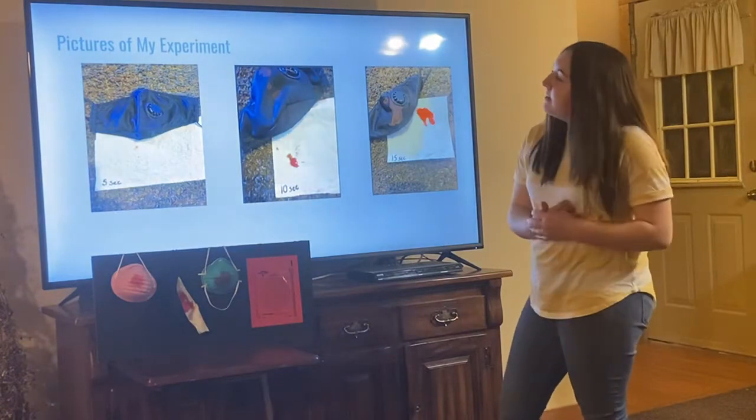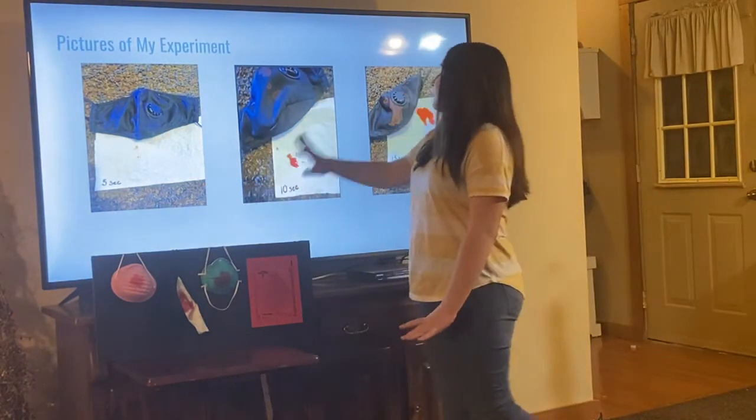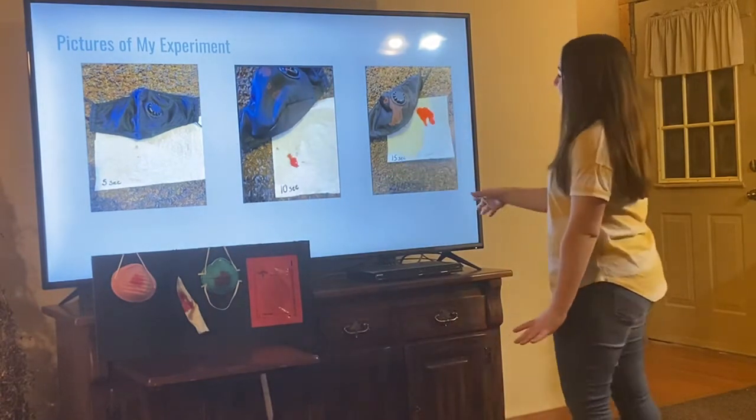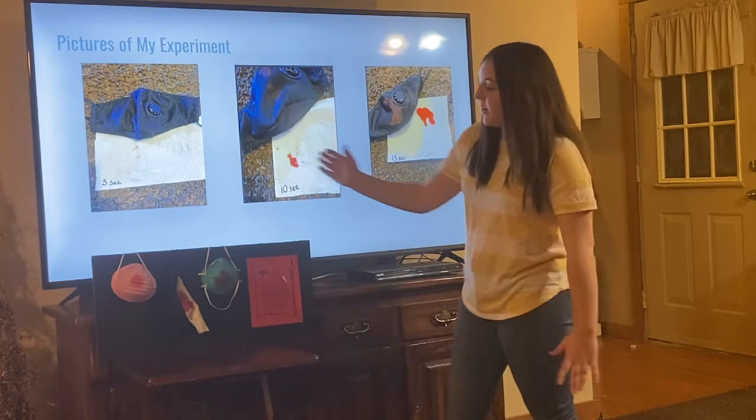These are some pictures of my experiment. This is 5 seconds of exposure, 10 seconds of exposure, and 15 seconds. As you see, this is a reusable dust mask shown right here.